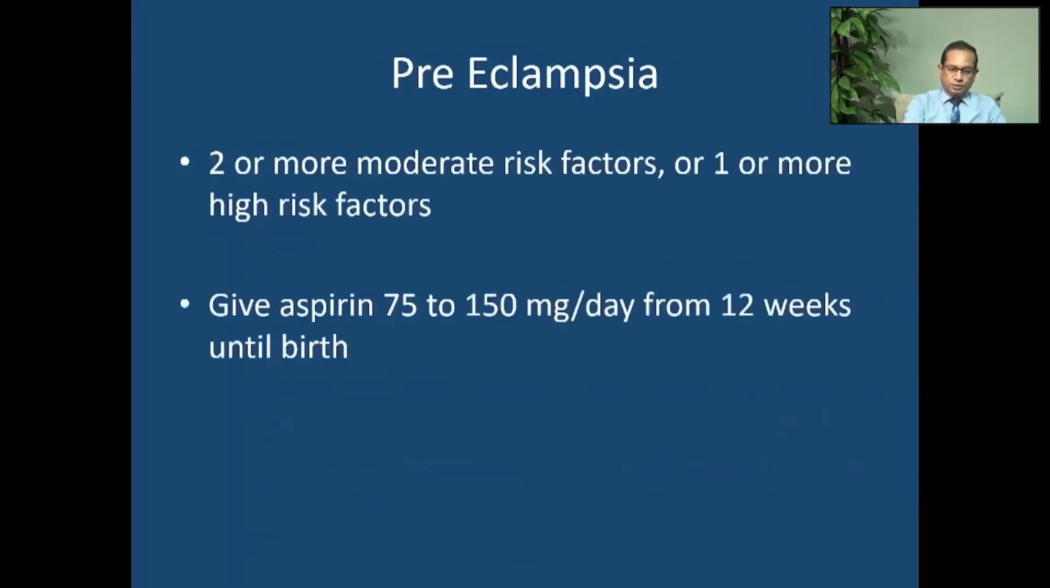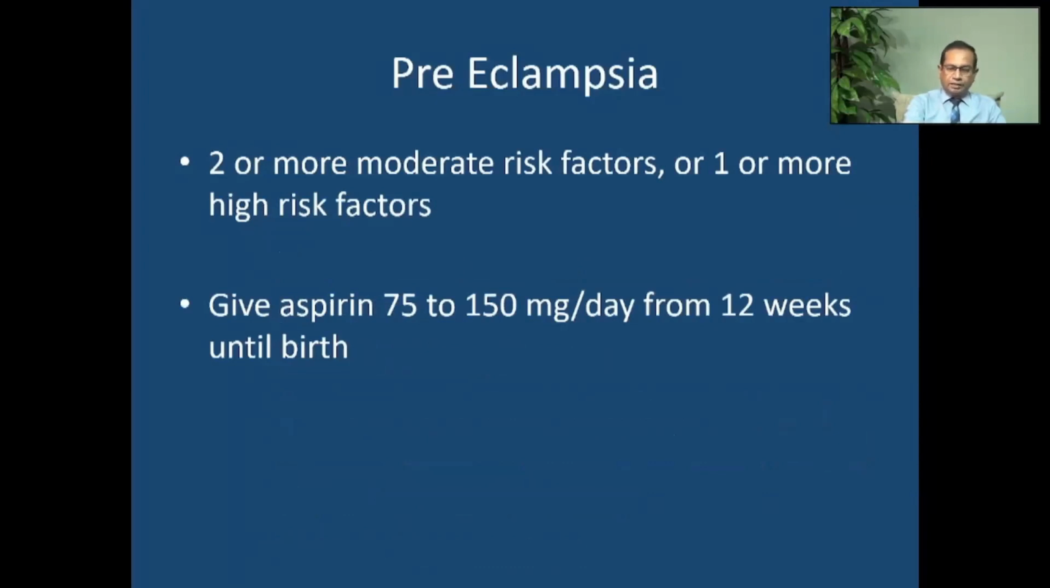And it's important: 2 or more moderate risk factors or 1 or more high risk factors is enough to recommend prophylaxis for preeclampsia. And giving aspirin of 75 to 150 milligrams per day from 12 weeks until birth, that is also important.